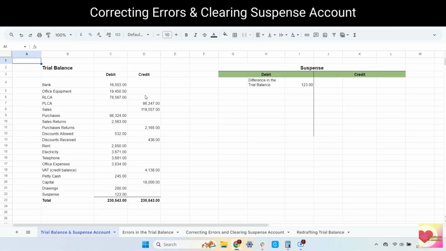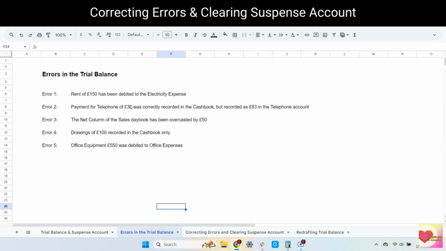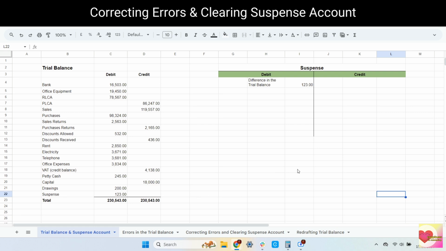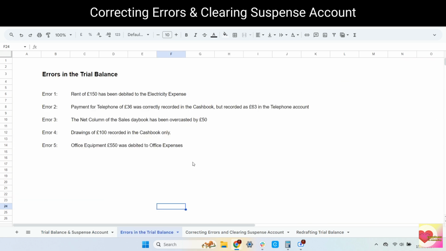Let's go back to the trial balance that I showed you in my previous video as well. This trial balance was not balanced, and we have inserted a suspense account to make it balance. Next, we will take a look at the errors that exist in this trial balance, and we will create journal entries to correct them. And after correcting all the errors, this trial balance should be balanced and the suspense account balance should be zeroed out. So we have 5 errors.